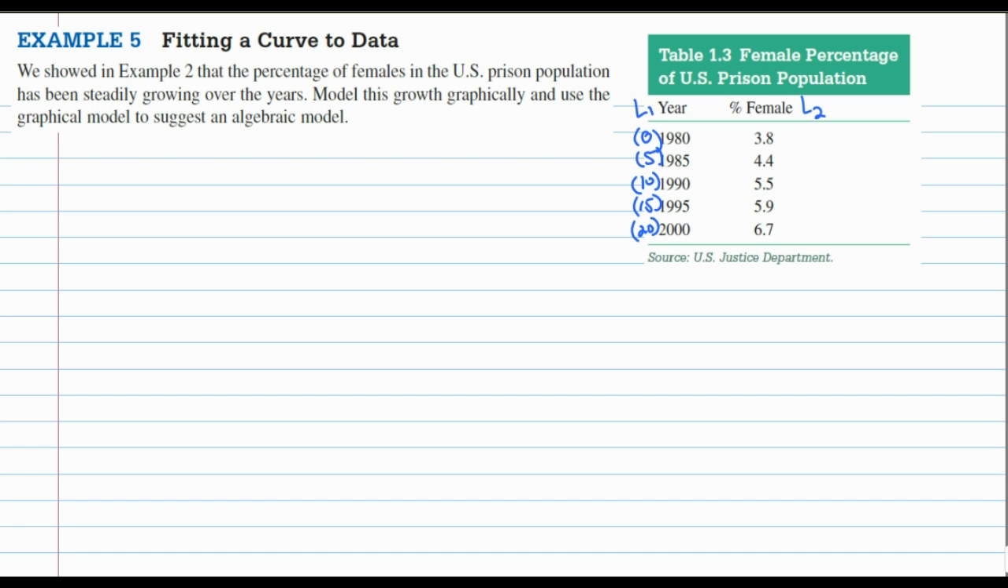We showed in example 2, yep, there it is, that the percentage of females in the U.S. prison population had steadily been growing over the years. Model this growth graphically and use the graphical model to suggest an algebraic model.